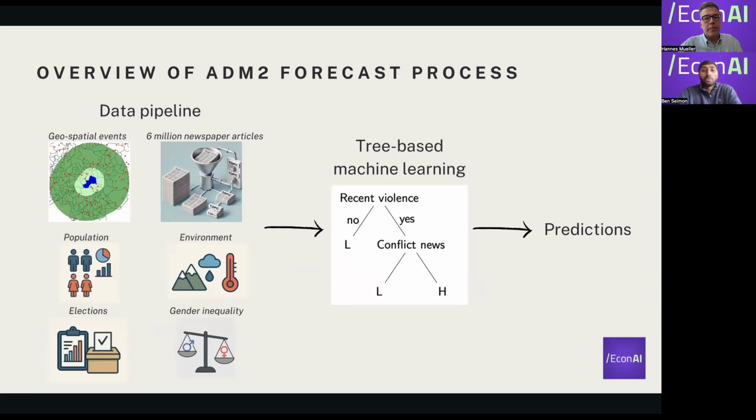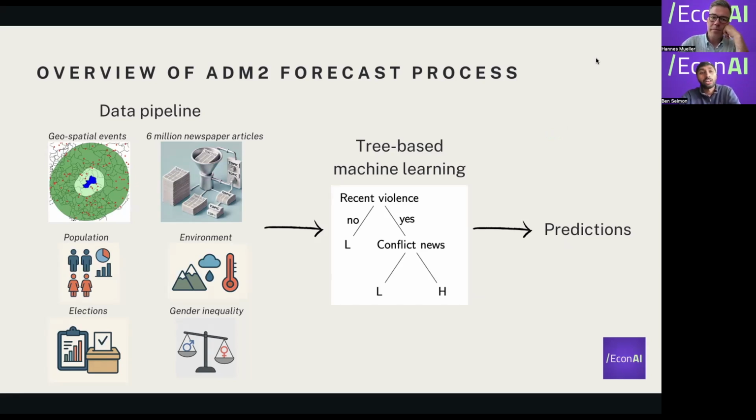So, when we were working with the FCDO, we've done multiple projects with their team, and the most recent one is to develop forecasts at the admin 2 level. This is a very high-level diagram of the process. The start is the data pipeline, which is arguably the most important step.